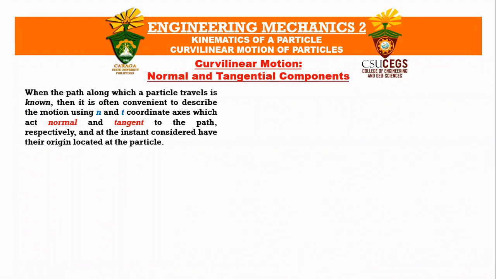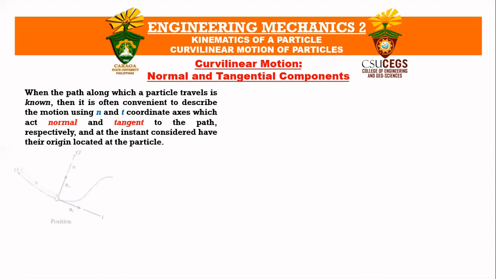When we consider motion of a particle that is moving along a curved path, we have actually many procedures. The first one we had discussed was rectangular components, and the second was motion of a projectile. So when the path along which a particle travels is known or given, then it is often convenient to describe the motion using n and t coordinate axes, which act normal, this is the n coordinate axis, and tangent, which is the t coordinate axis, to the path. And at the instant considered, have their origin located at the particle.